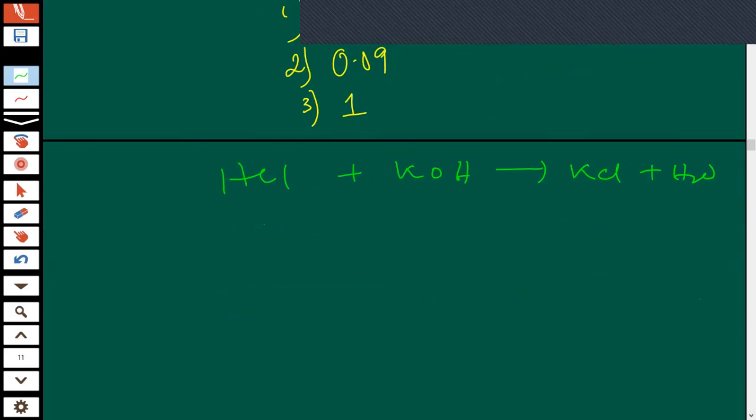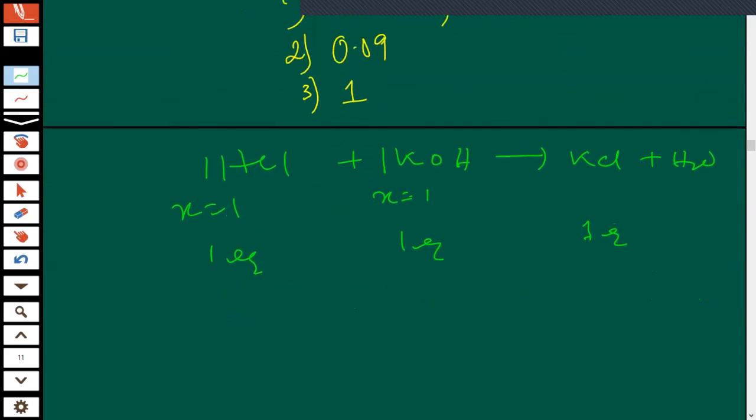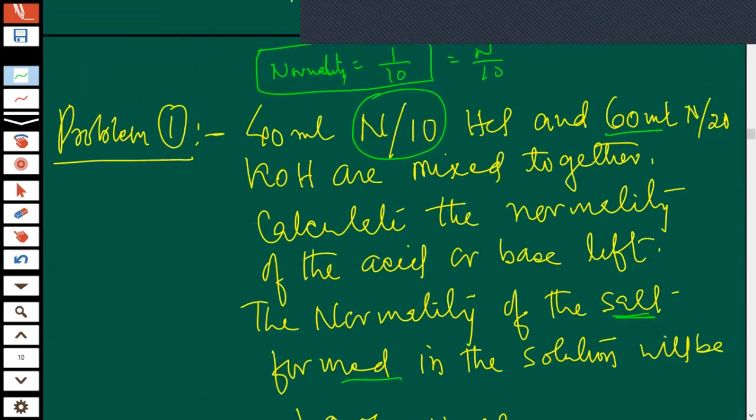We know that 1 mole of HCl reacts with 1 mole of KOH, and you know the n-factor is 1. So we can say that 1 equivalent reacts with 1 equivalent, and it will give you 1 equivalent, right? So now tell me, what are the equivalents used for HCl?